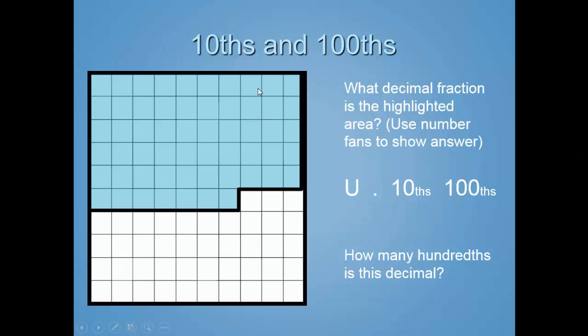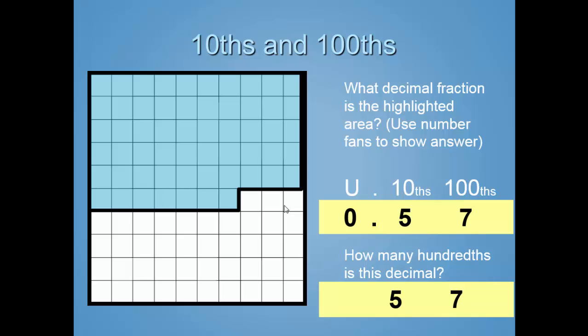So what have we got here? We've got 1, 2, 3, 4, 5 tenths, and we've got 1, 2, 3, 4, 5, 6, 7. But we haven't got any whole number units. So that means that we have 0 whole number units, 5 tenths given by the 1, 2, 3, 4, 5, and 7 hundredths given by the leftover amount, 1, 2, 3, 4, 5, 6, 7. And then the question down there is how many hundredths is in this decimal, and the answer is 57. So if you went along and counted all of these squares, you would find there were 57 squares.